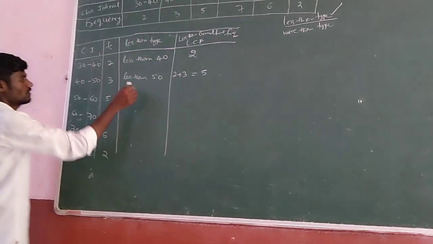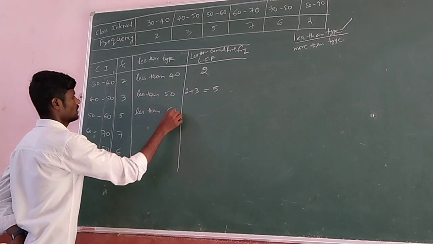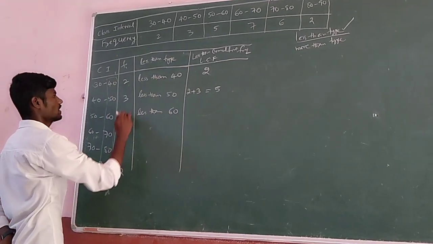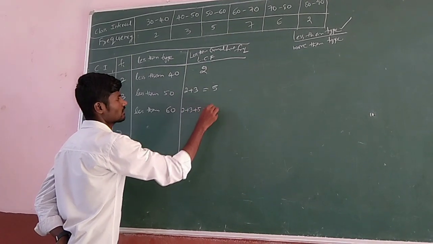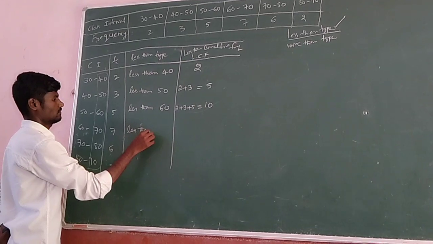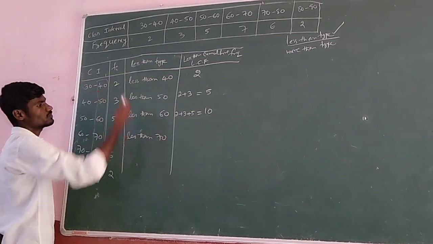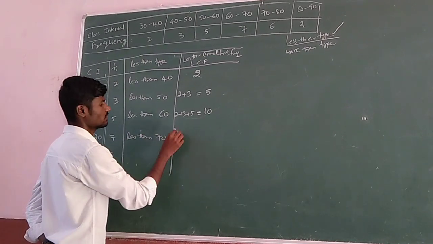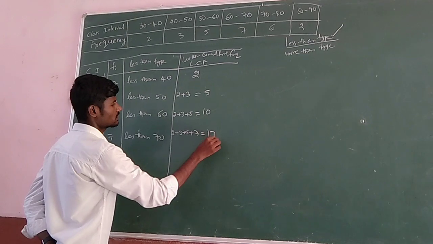You have to write here less than 60. Less than 60 means all of the above: 5 plus 3 plus 2. So 2 plus 3 plus 5 is 10. Next, less than 70. Less than 70 means all of the above: 7 plus 5 plus 3 plus 2. So 10 plus 7 is 17.